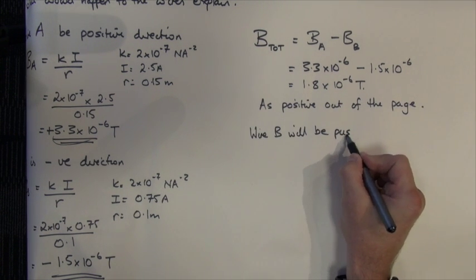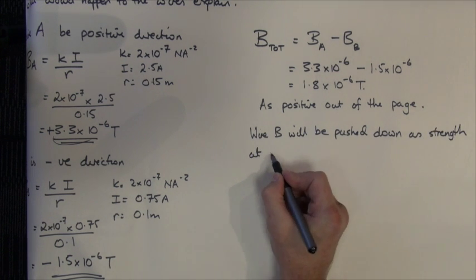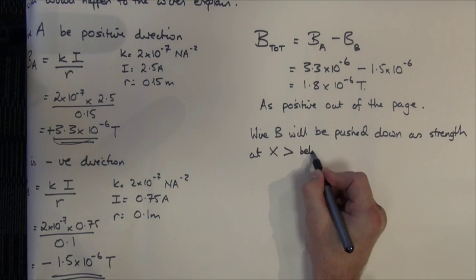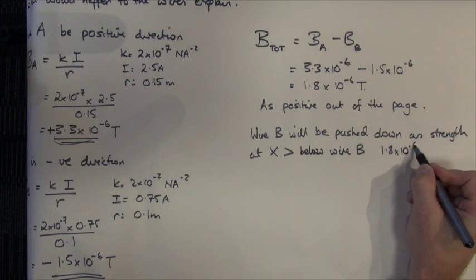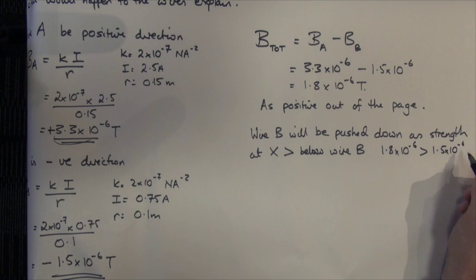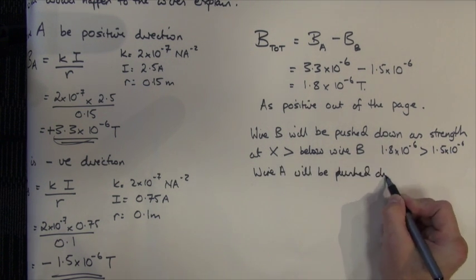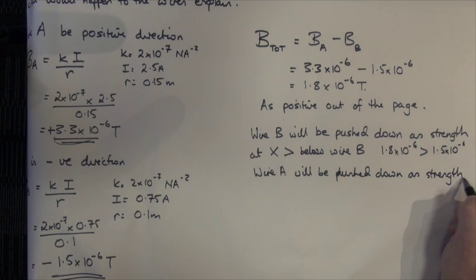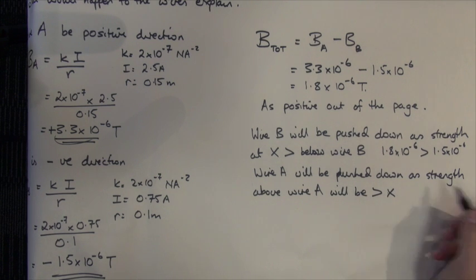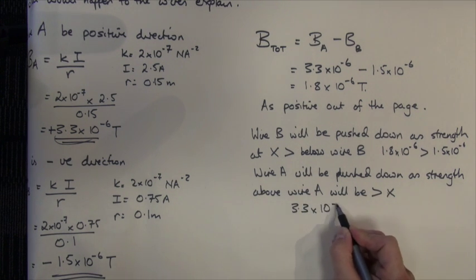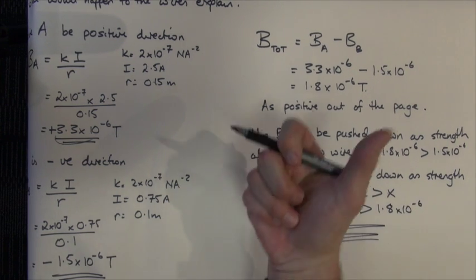Now what's going to happen to the wire? Well, wire B will be pushed downwards. This is because the strength above the wire is greater than the strength below the wire. So the magnetic field strength at X is greater than the magnetic field strength below the wire, so it's going to push down. For wire A, the same is going to happen. It's going to be pushed down because the strength above wire A is going to be greater than that at point X. Okay, I hope that makes sense, and you'll be able to see that this force is going to be paramount for our whole process.